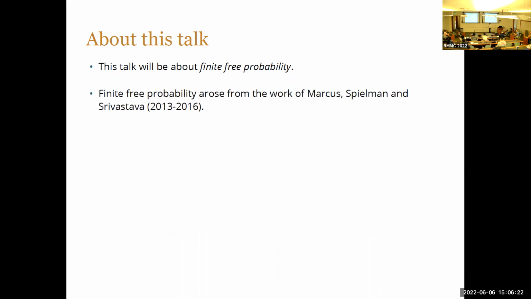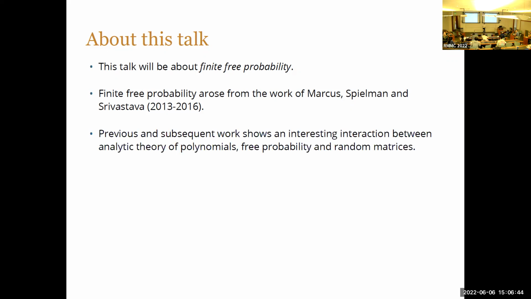And just to give a bit of context, finite free probability arose from the work of Marcus, Spielman and Srivastava. In this period of time, 2013 to 2016, they wrote a series of influential papers. And in one of them, they realized that if you look at certain polynomial convolutions with a free probability perspective, then you can learn interesting stuff about polynomials. And well, for me, this closes some triangle of interacting fields, namely analytic theory of polynomials, free probability, and random matrices. And finite free probability sits somewhere in between all these areas.